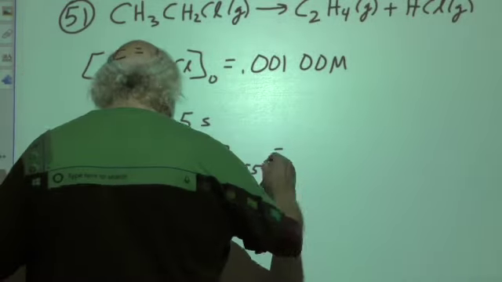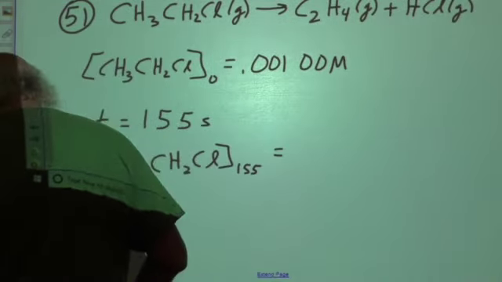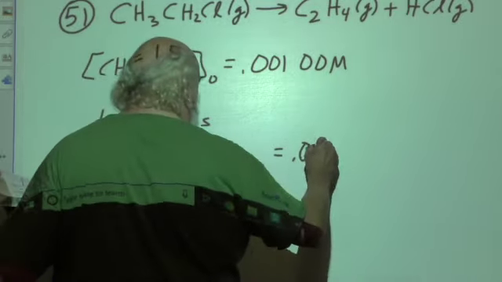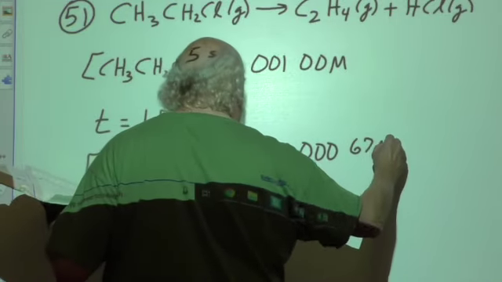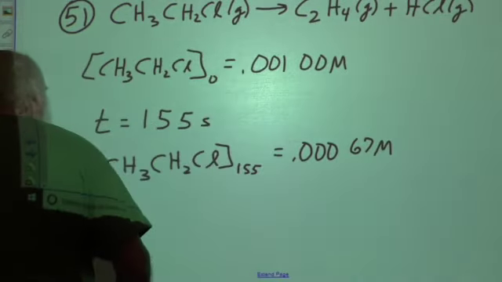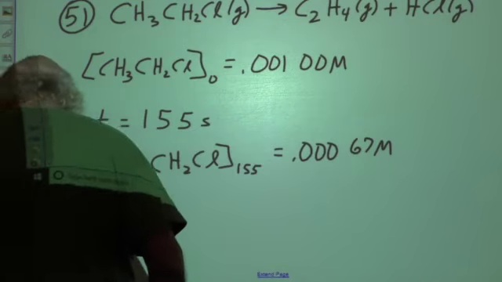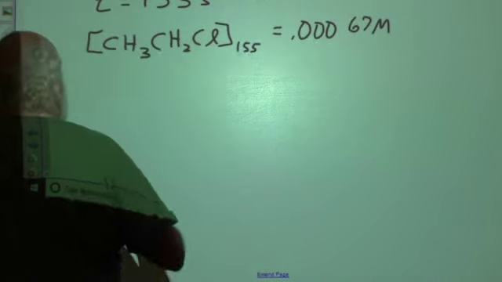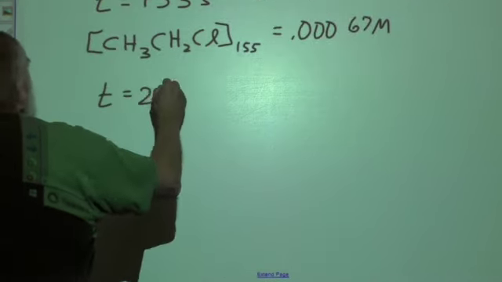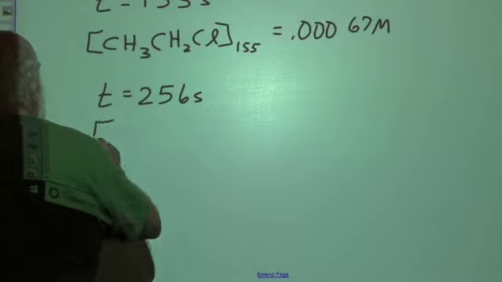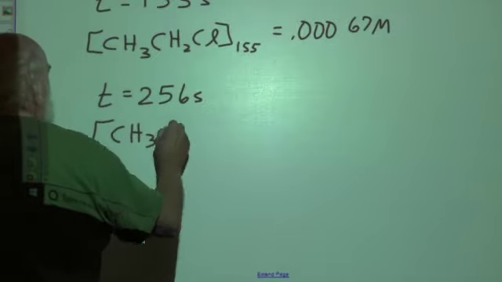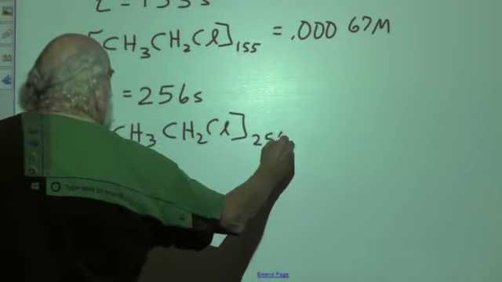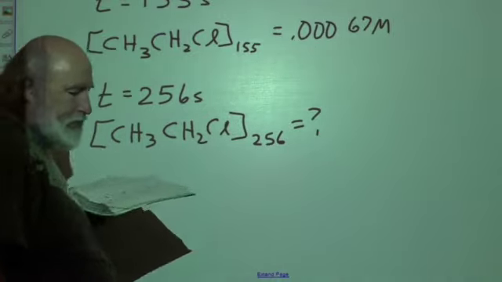So let's put this concentration in, and it says 0.00067 moles per liter. Really should put that space in there. And then what is the concentration of ethyl chloride after 256 seconds? So t equals 256 seconds, and they want to know what is the concentration [CH3CH2Cl] sub 256. Unknown?